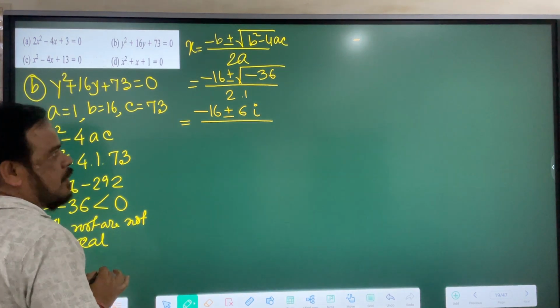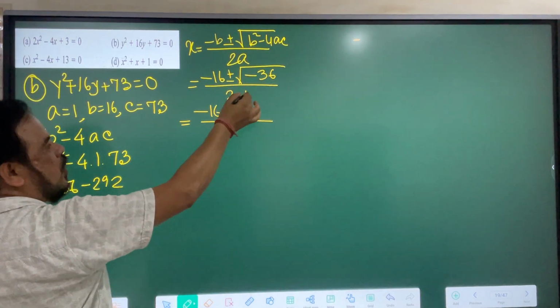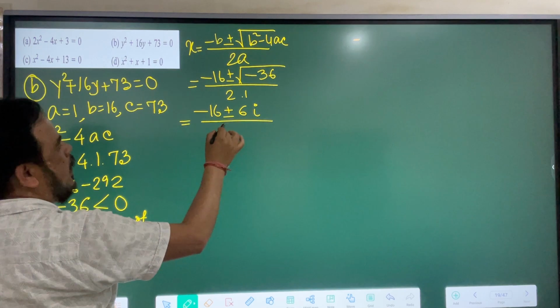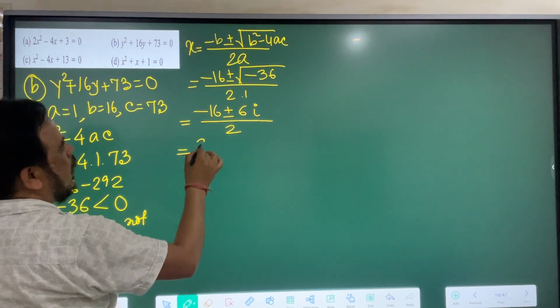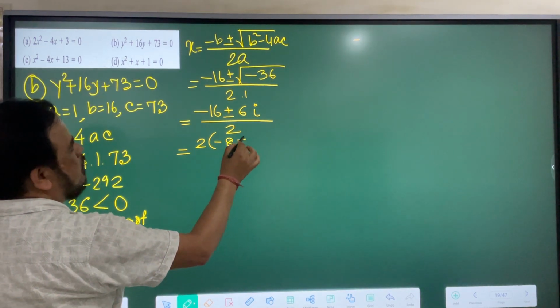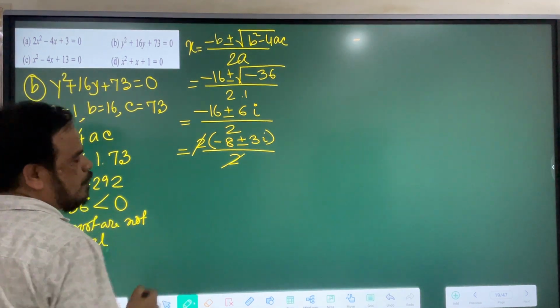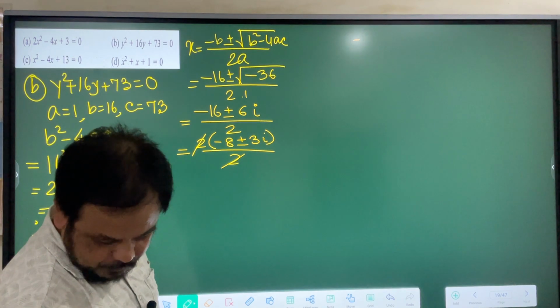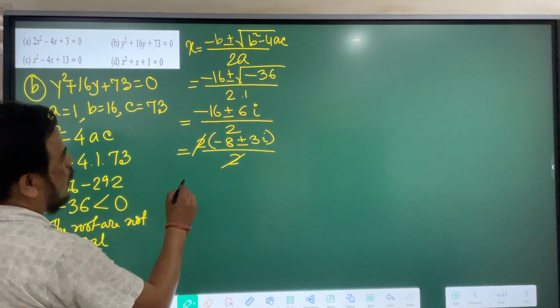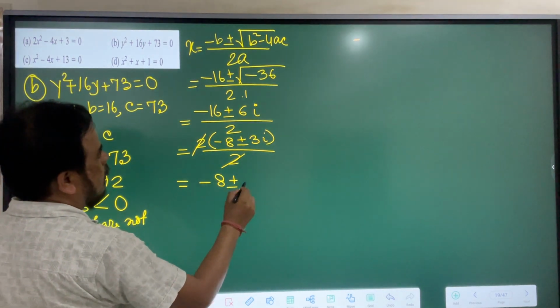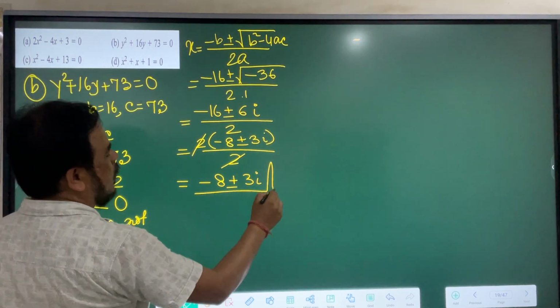I hope you understand. Root 36 is 6, 6 sixes are 36. So minus 16 plus minus 6i by 2. Here we can take 2 common. Minus 8 plus minus 3i by 2. I think it is correct. Okay, so minus 8 plus minus 3i is the answer.